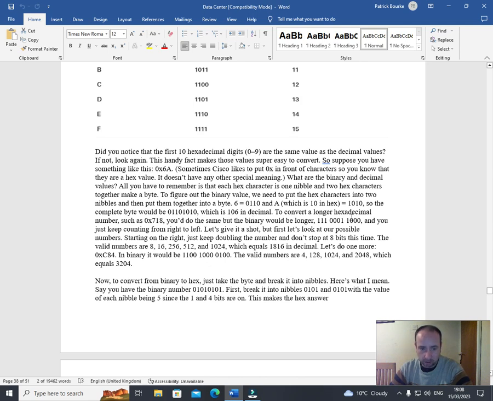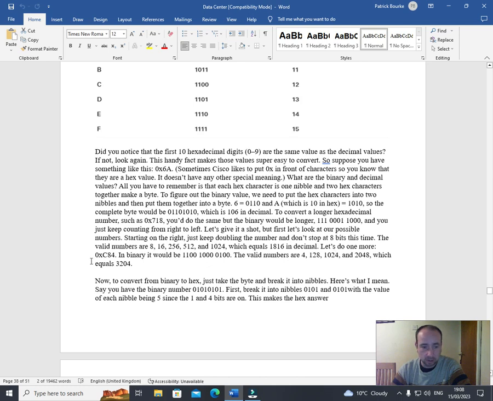To convert a longer hexadecimal number such as 0x718, you do the same, but the binary would be longer: 11100011000, and you just keep counting from left to right. Let's give it a shot, but first let's look at our possible numbers. Starting on the right, just keep doubling the numbers and don't stop at 8 bits, but this time the valid numbers are 8, 16, 256, 512 and 1024, which equals 1816 in decimal.